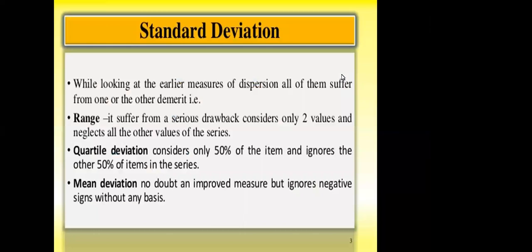Looking at the earlier measures of dispersion, each suffers from one drawback or another. Range suffers from a serious drawback: it considers only two values and neglects all the other values of the series. Quartile deviation considers only 50% of the items and ignores the other 50%. Mean deviation is no doubt an improved measure, but it ignores the positive and negative signs without any basis.